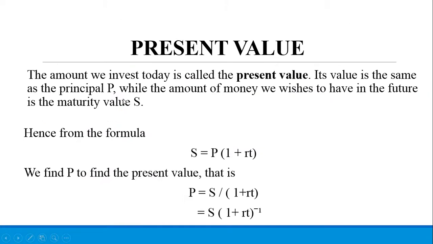Next one is the present value. You know that you use S equal to P(1 plus RT). P is the present value, so you just move this one to the left side. So P equals S divided by 1 plus RT, or if you move it up, it becomes power of negative 1.